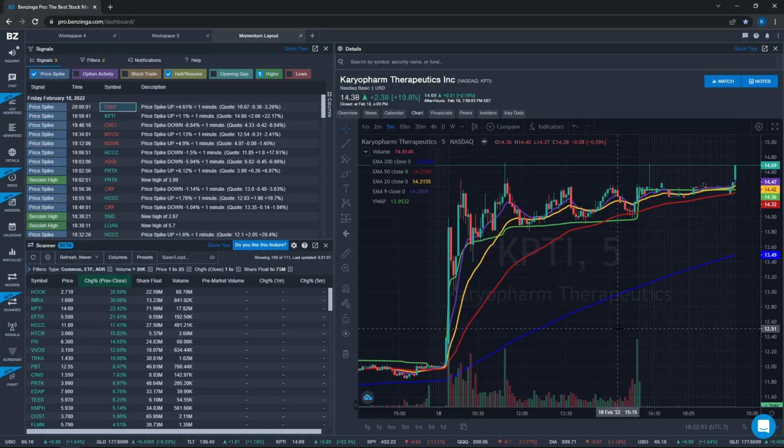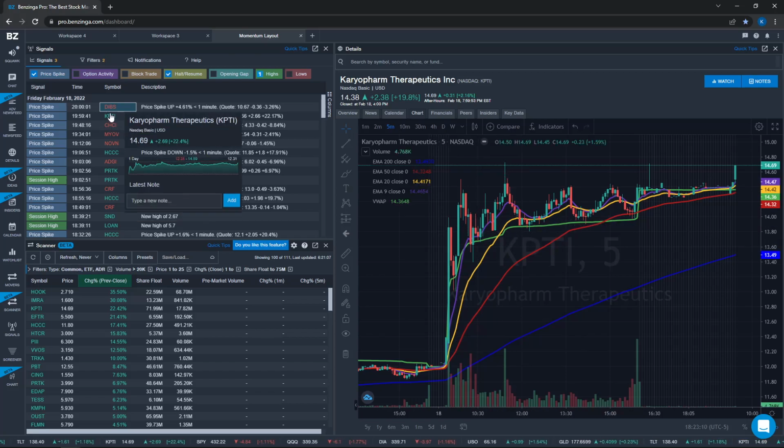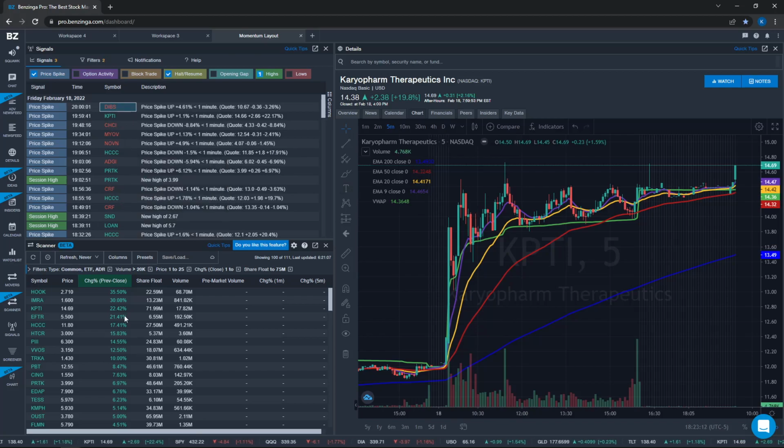So first thing I'm going to do is pull up my Benzinga Pro layout. And as you can see here, this is the finished product. So you can see I have all of these fancy colored lines on the side, which are 9 EMAs, 20 EMAs, VWAPs, and I'll show you exactly how to set those indicators up towards the end of the video. And you can see on the left, I have my signals here and my scanner here.